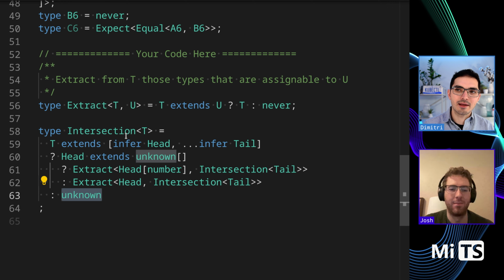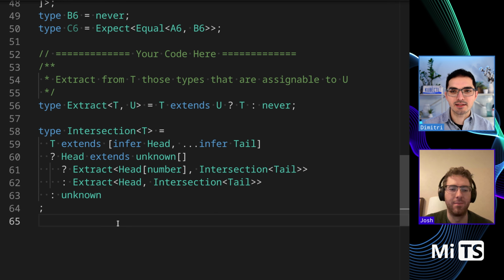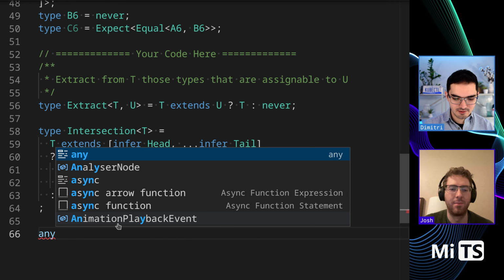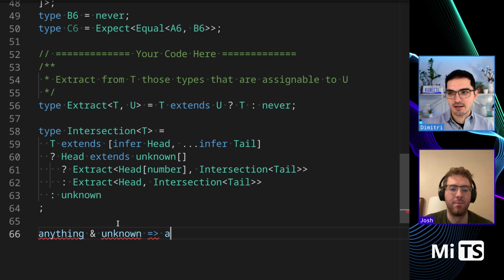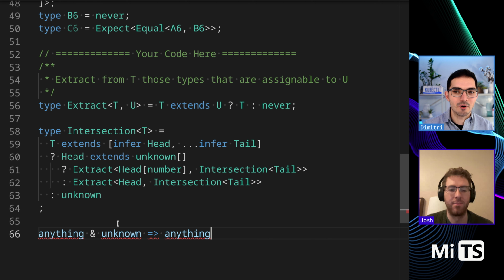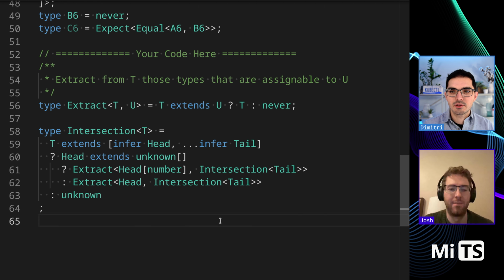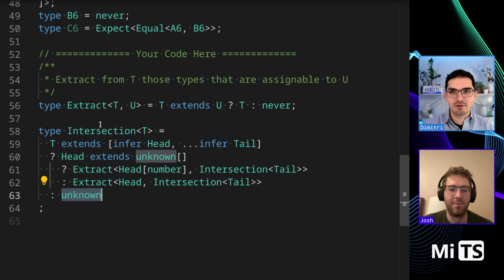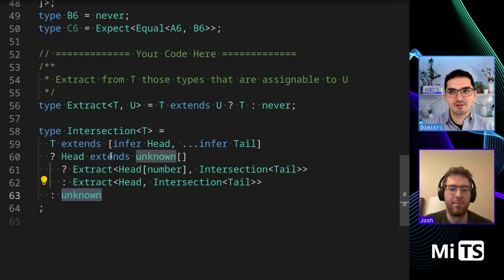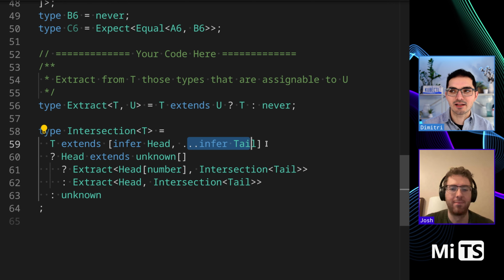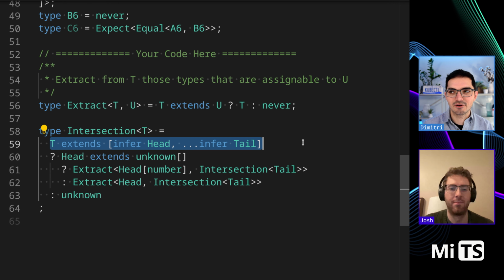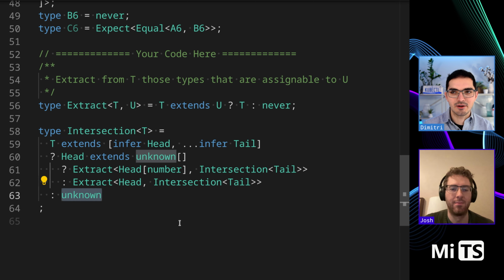And the reason, by the way, that the base case is unknown is because anything and unknown goes to anything. It's like multiplying by 1. Yep. So that's why the base case has to be unknown. It's because we're doing intersections. So the last thing it's going to hit is going to be when there's nothing left to infer in the array, then we'll hit unknown.